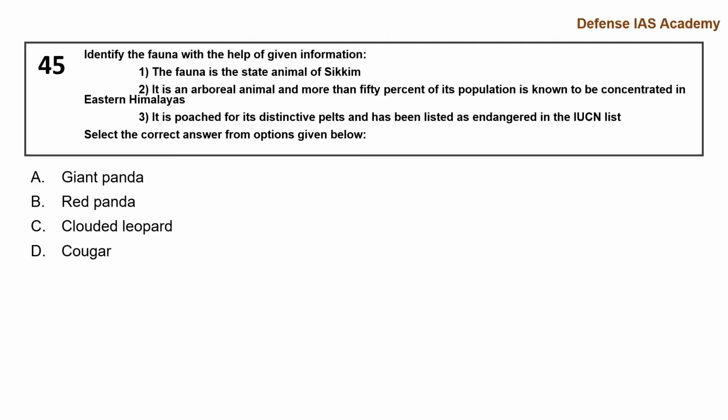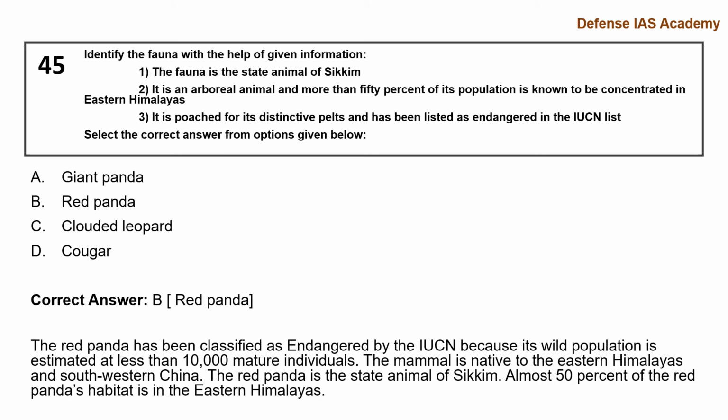Question 45. Identify the fauna with the help of the given information. 1. The fauna is the state animal of Sikkim. 2. It is an arboreal animal and more than 50% of its population is known to be concentrated in eastern Himalayas. 3. It is poached for its distinctive pelts and has been listed as endangered in the IUCN list. Select the correct answer from the options given below. The correct answer is option B, red panda.